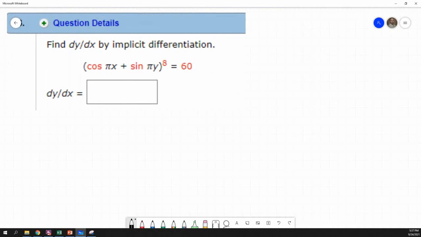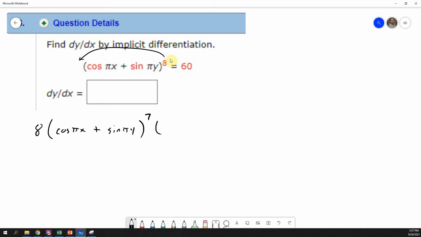We're talking about implicit differentiation here. So we're going to treat this like it's a function to the 8th power. So we bring the 8 out front and rewrite it: cosine pi x plus sine pi y to the 7th power. Remember, keep that the same, decrease by 1.